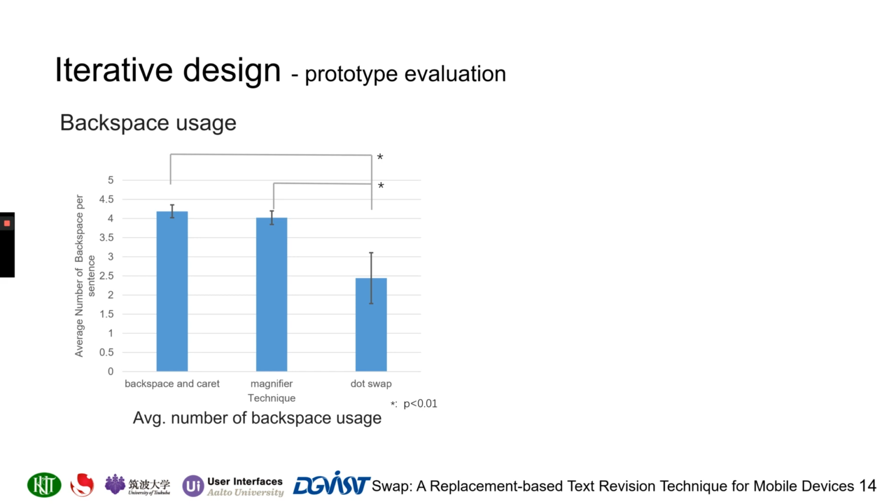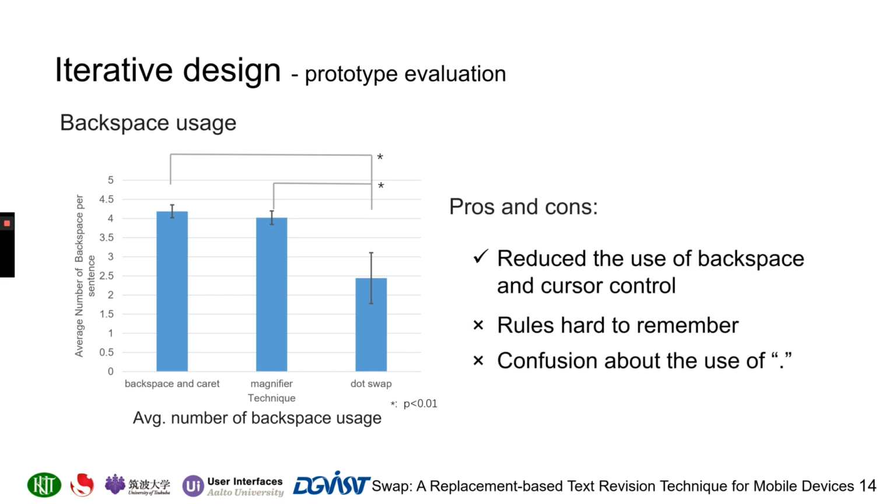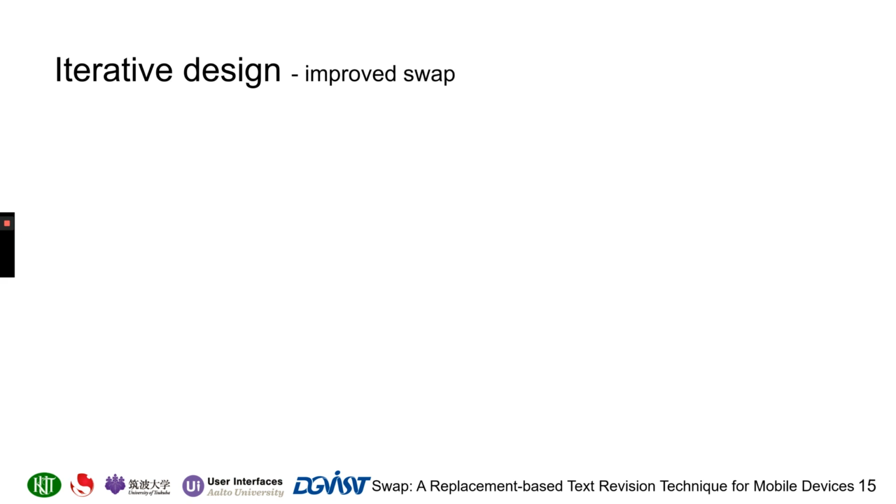Through this, we found the feasibility of replacement-based text revision in reducing the use of backspace and caret control, but also found problems from users' feedback for further improvement. First, extra cognitive load is needed to remember the rules of using the dot. Second, it brings confusion to users when the dot is given multiple meanings. We improved our design to address those problems.